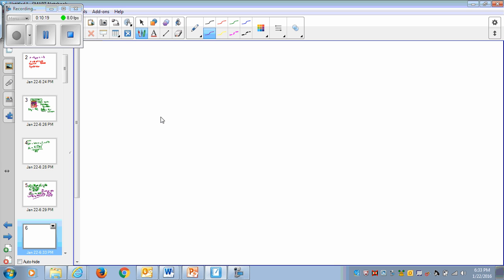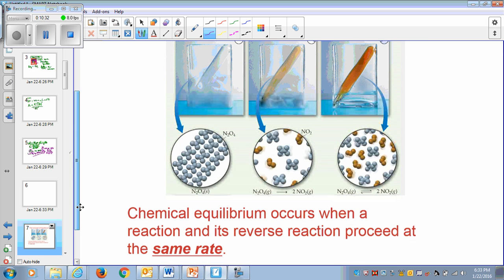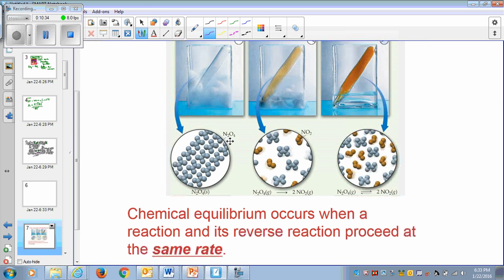Okay, so let's say, let me see if we move on, and I will teach you when we get there. So the concept of equilibrium I have explained already. So let's say I have dinitrogen tetroxide, which is decomposing into nitrogen dioxide. So in the beginning you have all the reactants, and you see only a few products here.